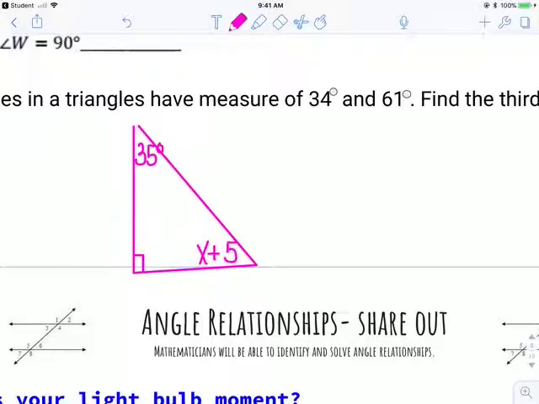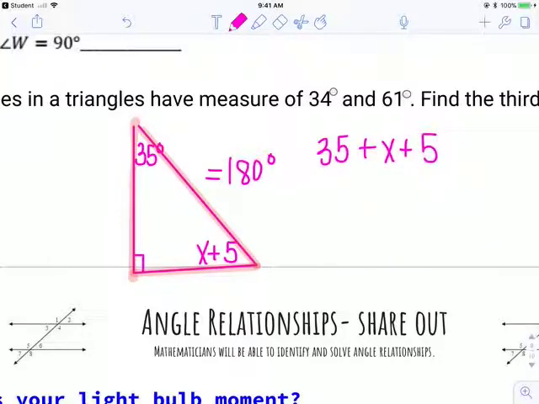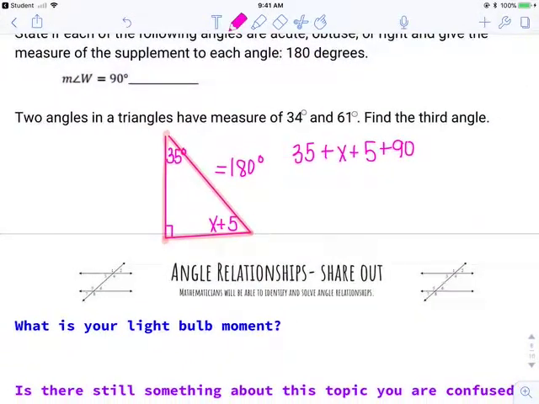So you should know by now that all triangles have 180 degrees when we add all three angles up. So the three angles in this triangle are 35 added to x plus 5, and then the one that I've noticed a lot of students forgetting is that 90-degree angle. We have to add in the 90 because you're adding three angles for a triangle and setting all of them equal to 180. Then we have to go back and combine like terms.